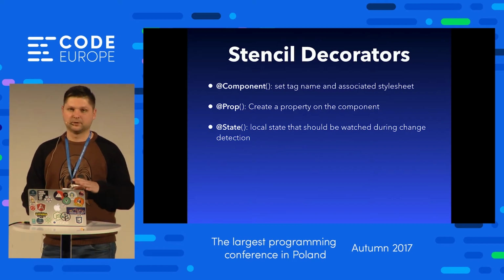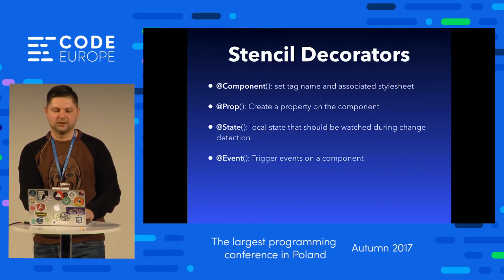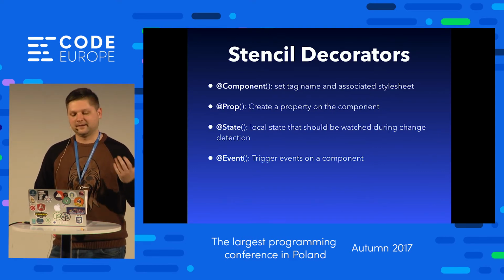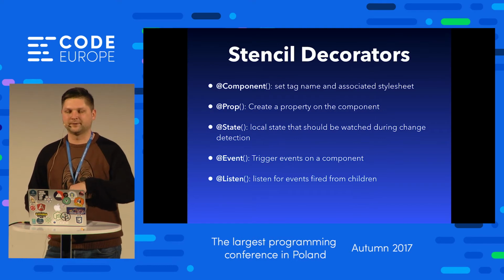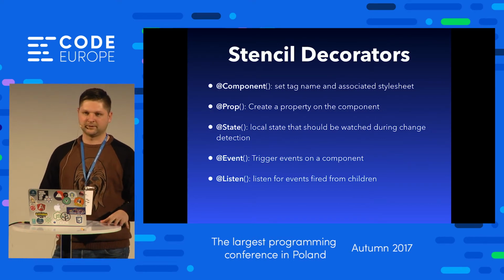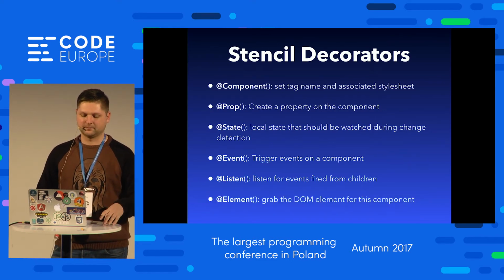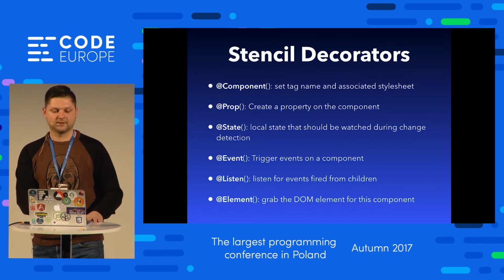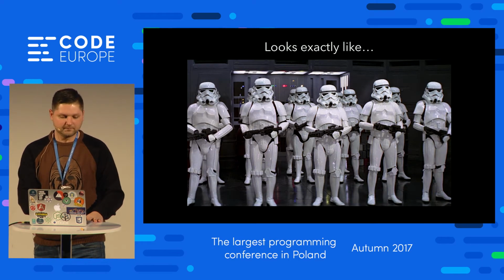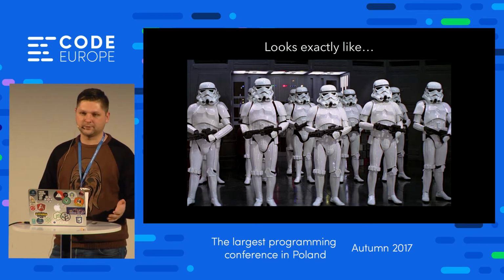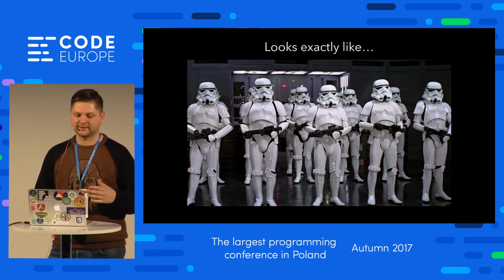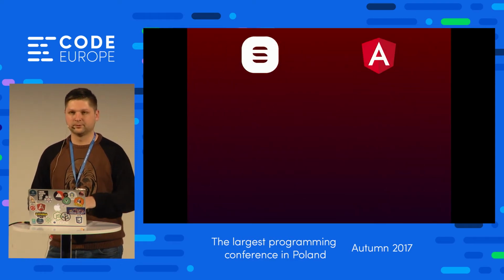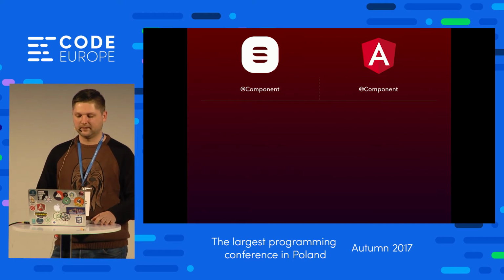State is a pretty similar decorator, but unlike property, it doesn't allow you to pass down properties from outside of the component. It's some internal state of the component. Event is just a simple custom event trigger. Listen allows you to listen to children events inside your JSX. And element is the reference to the DOM node itself.